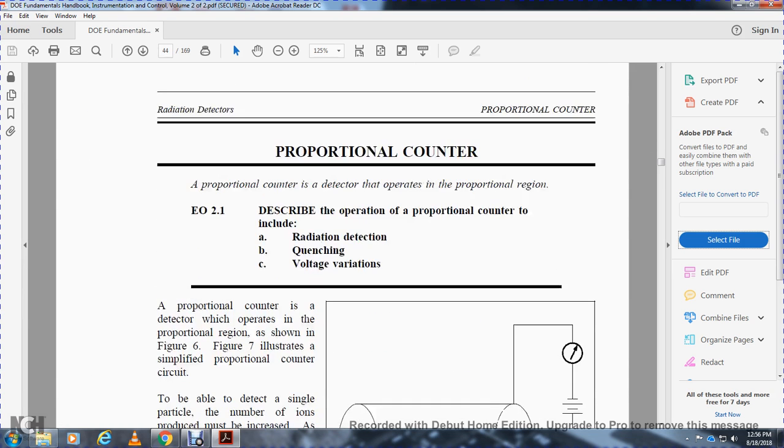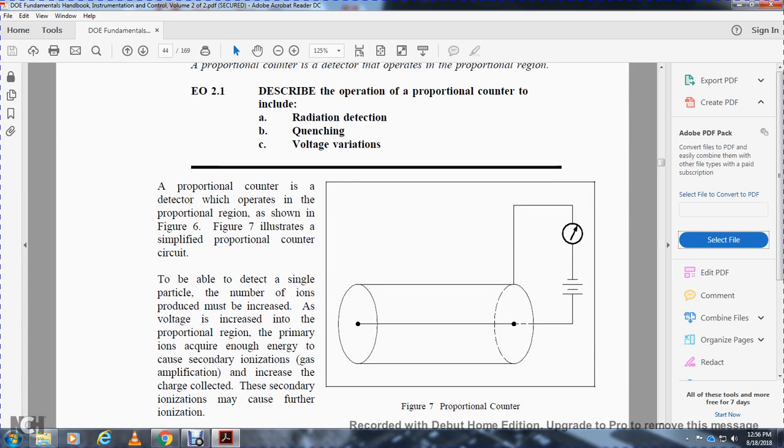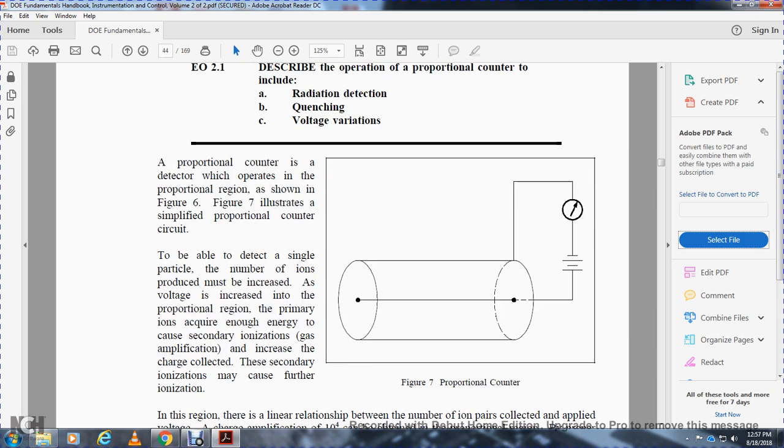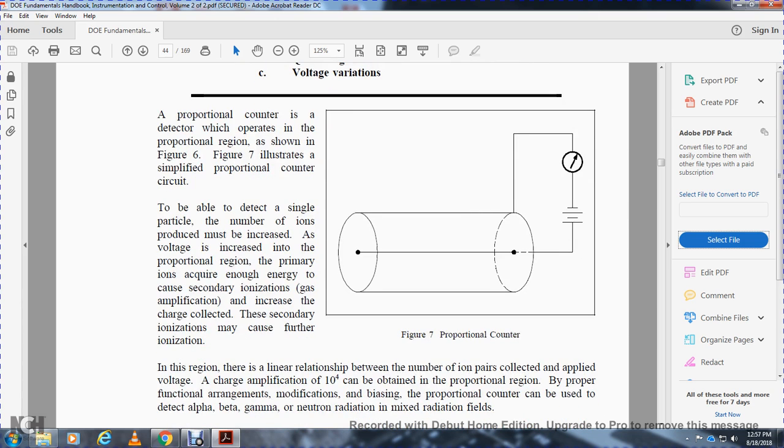Proportional counter. The proportional counter is a detector which operates in the proportional region, shown in figure 6 and figure 7, illustrated with a simplified proportional counter circuit. To be able to detect a single particle, the number of ions produced must be increased, so the voltage is increased into the proportional region. The primary ion has the energy required to cause secondary ionization. Gas amplification increases the charge collected, and secondary ionization may cause further ionization. Figure 7 shows the proportional counter.